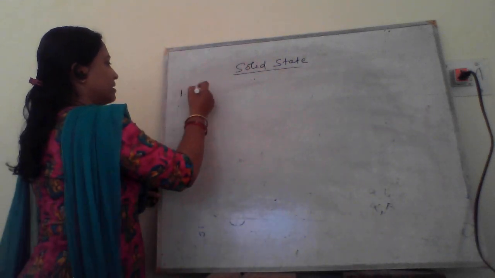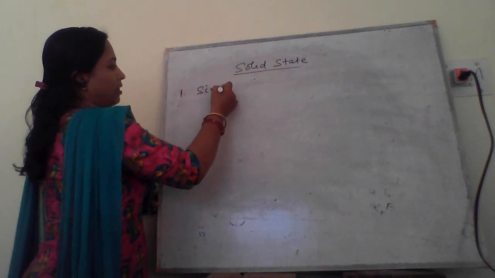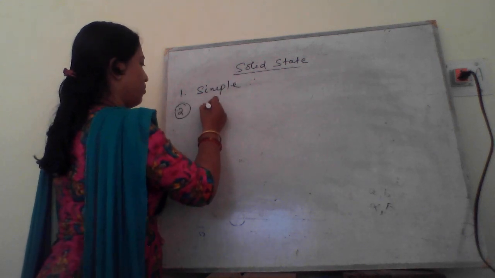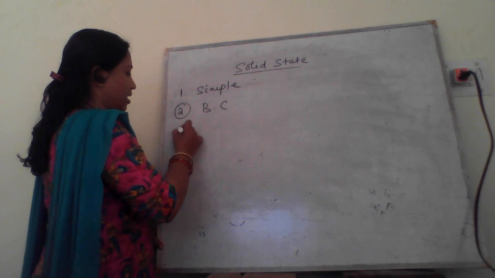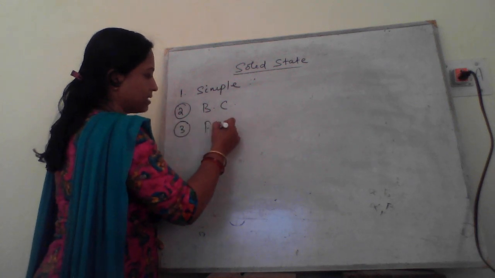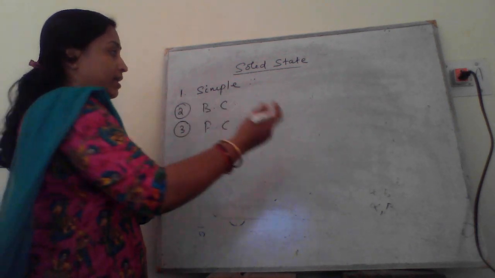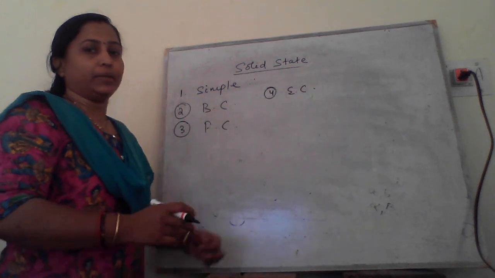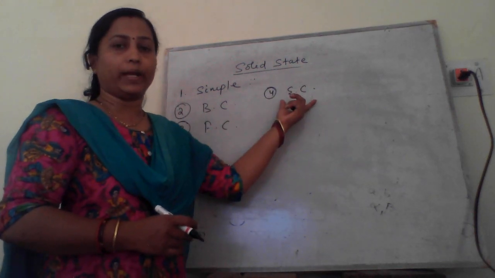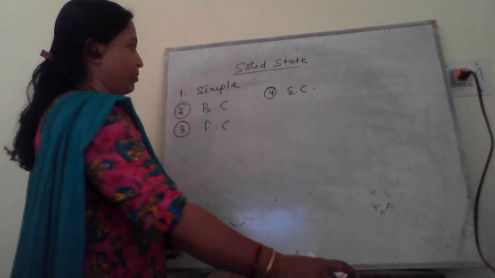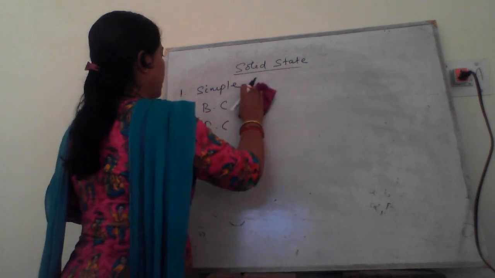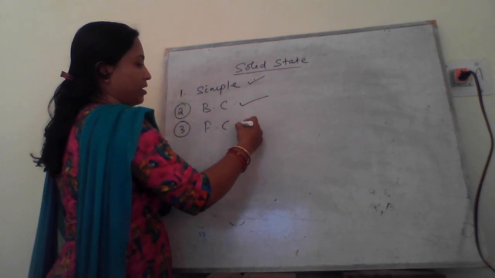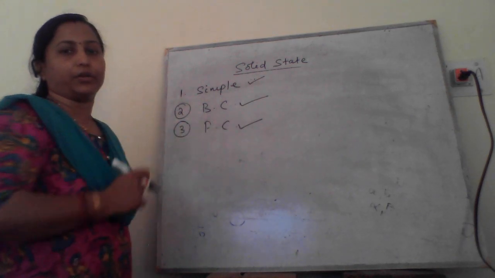One is your simple, second one is body centered, third one is face centered unit cell, another one is end centered unit cell, but which is not included in cubic crystal system. So in cubic crystal system we have 3 types of unit cell, that is your simple unit cell, body centered unit cell and face centered unit cell.